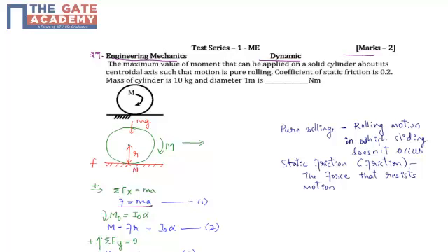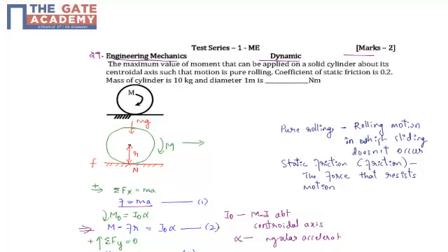Now considering the moments on the cylinder, we will take clockwise moments. The sum of moments about O will be I0 alpha, where I0 is the moment of inertia about the centroidal axis and alpha is the angular acceleration. So we get M minus F into r, because the moment of the friction force about the centroidal axis will be F into r. So M minus Fr is equal to I0 alpha. We will consider this as equation 2.